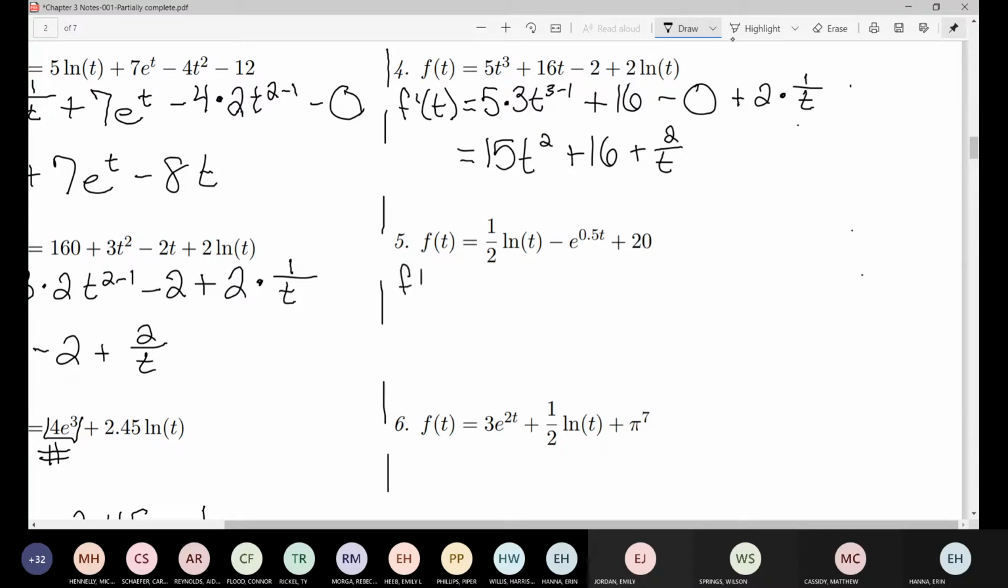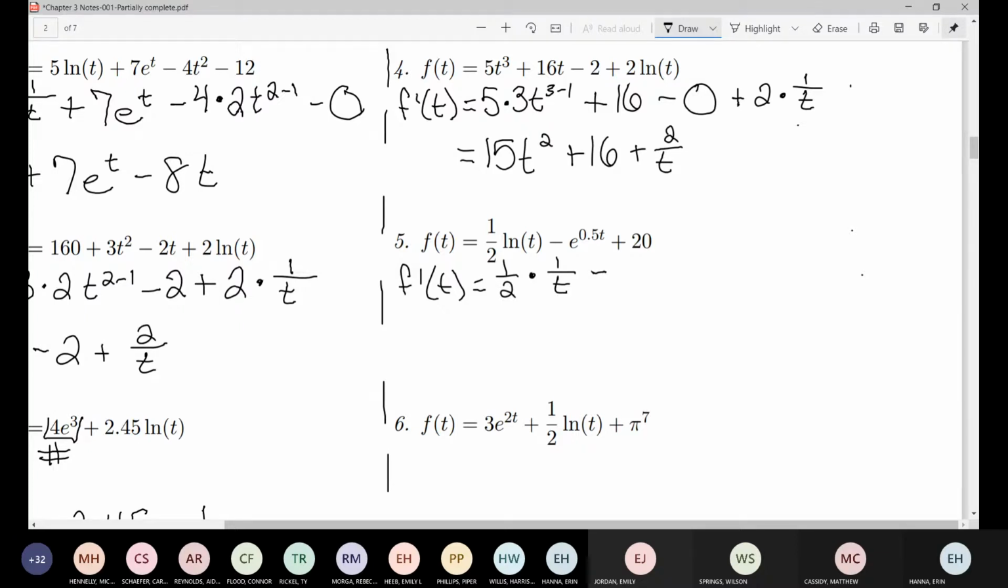Similar to last time, I'm just going to keep going. I'm going to pause after each one, but let me know when you have questions. So for the next one, the 1/2 comes along for the ride. Derivative of natural log of t is 1 over t.